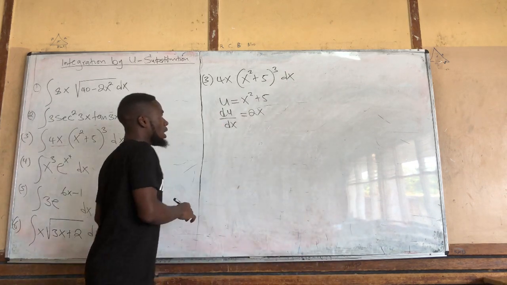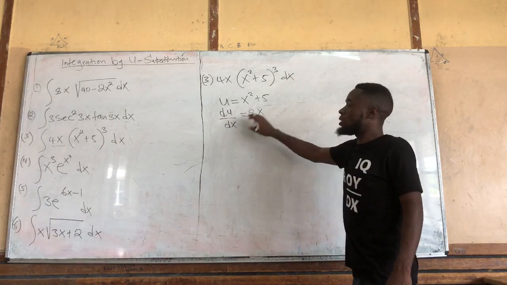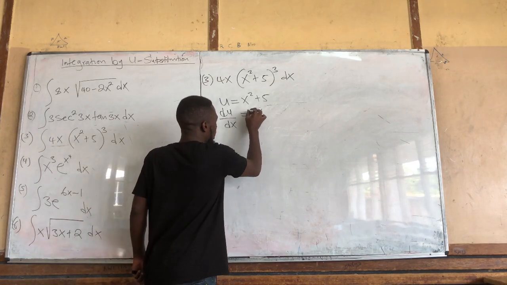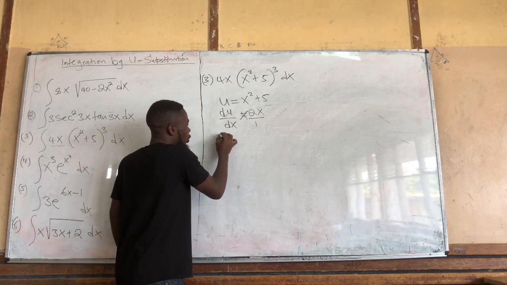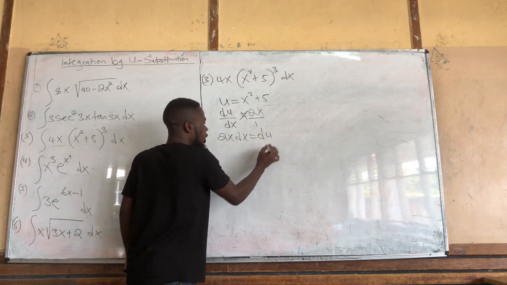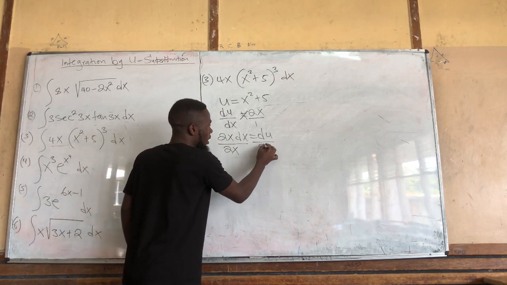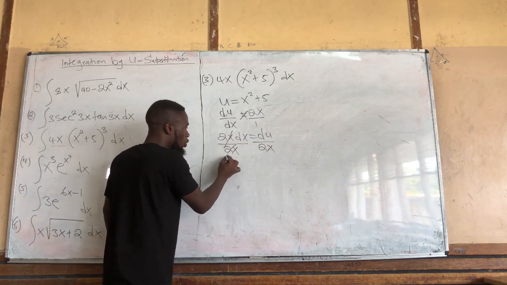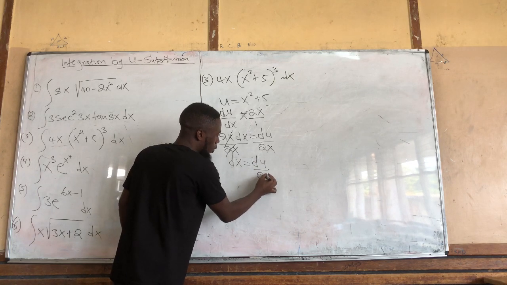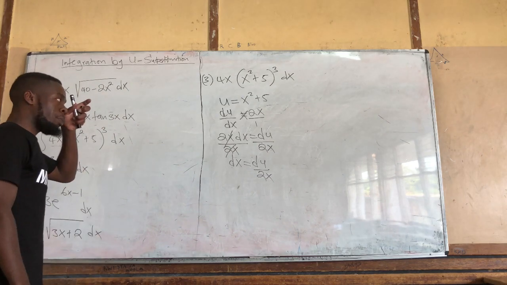So what do you do next from here? We know that dx is part of our equation, so we need to make dx the subject of the formula. So over 1 here, we cross multiply, then we get 2x dx equal to du. And we want to make dx the subject, so divide both sides by 2x. This and this will cancel, and we have dx equal to du over 2x.